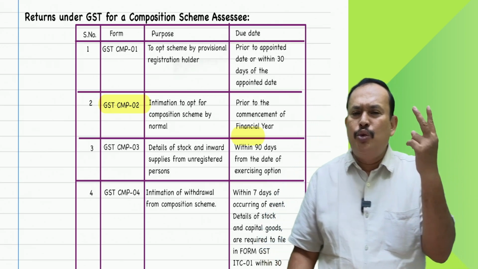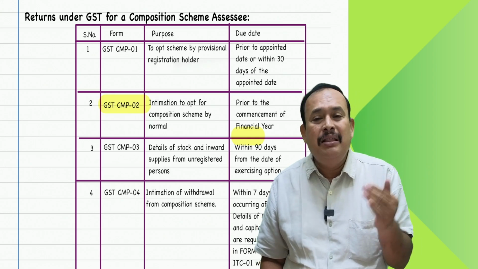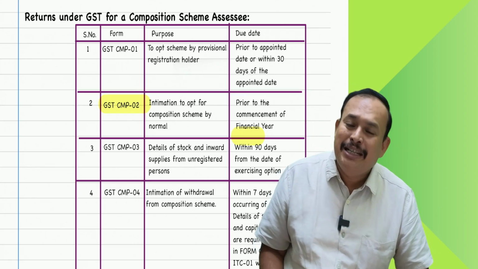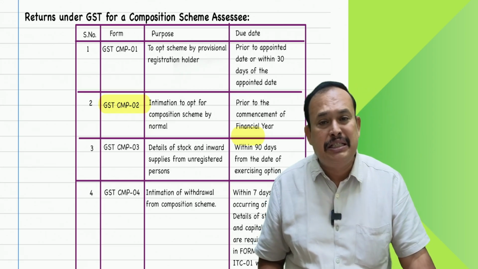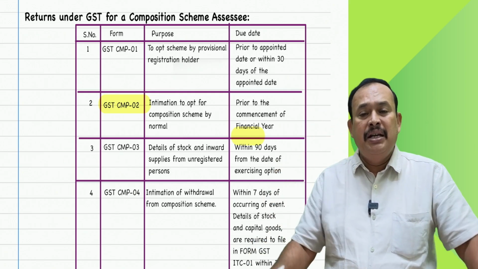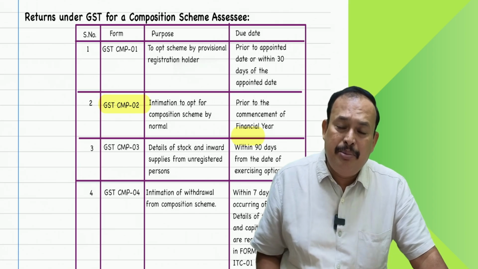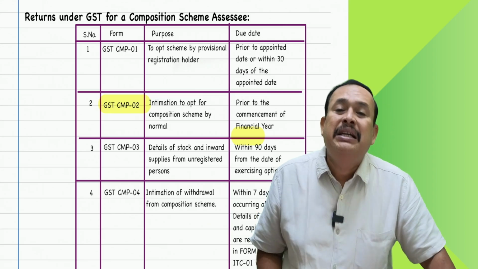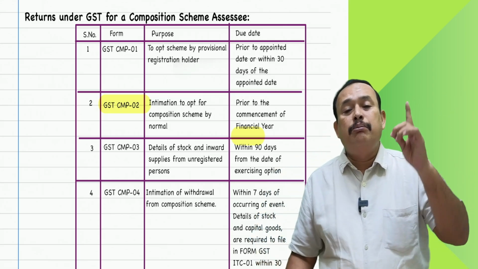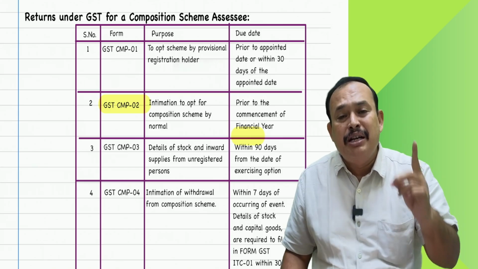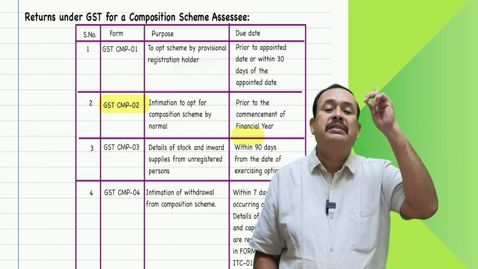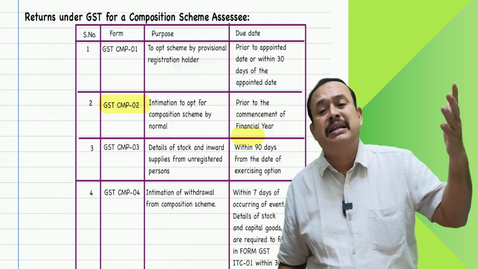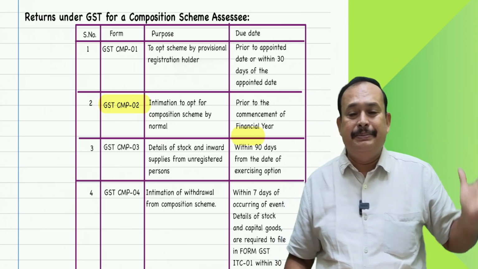Now, if I have two states, two places of business, one in Tamil Nadu and the other in Andhra Pradesh, and you want to intimate in both locations by filing the form, what was said by the CBIC is that if you submit in one particular place of business, it is deemed to be submitted in the other place of business. Submission of CMP-01 intimation to opt for the composition scheme in one place of business in one state is sufficient. In the remaining states, it is deemed to be submitted.